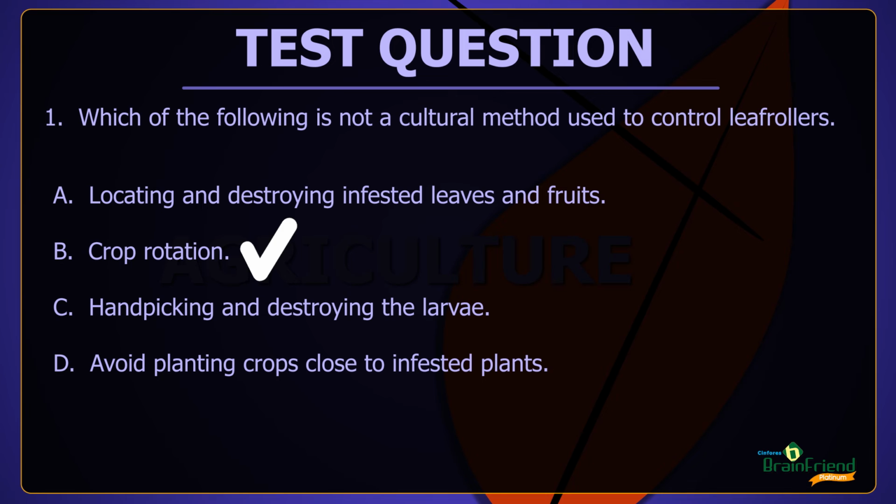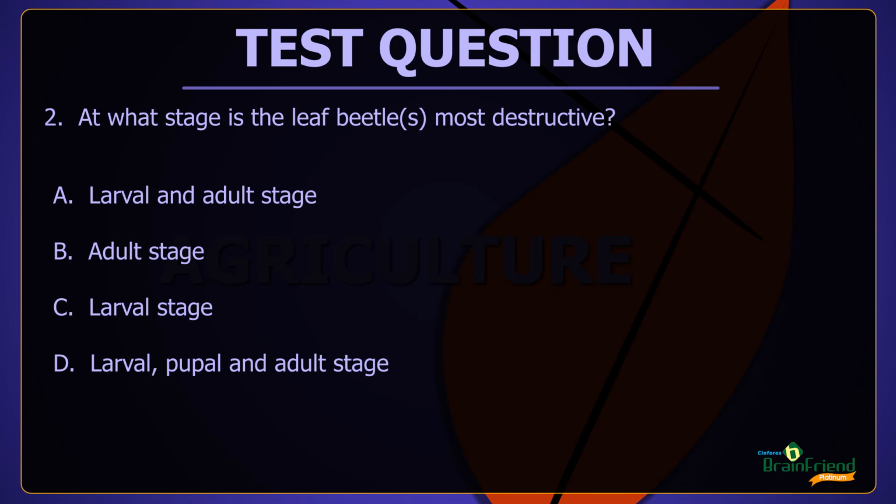Crop rotation. Question 2. At what stage are the leaf beetles most destructive? A. Larval and adult stage. B. Adult stage. C. Larval stage. Or D. Larval, pupal, and adult stage. The correct answer is B. Adult stage. I hope you can now describe fruit and vegetable crops and identify the insect pests that attack fruit and vegetable crops.